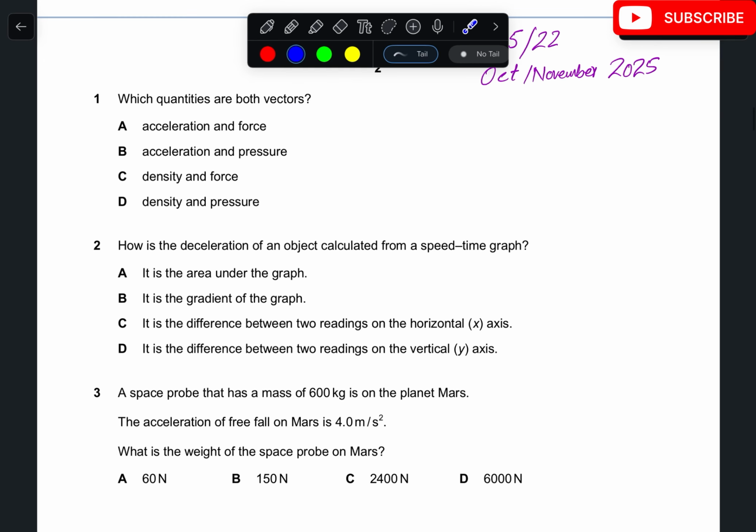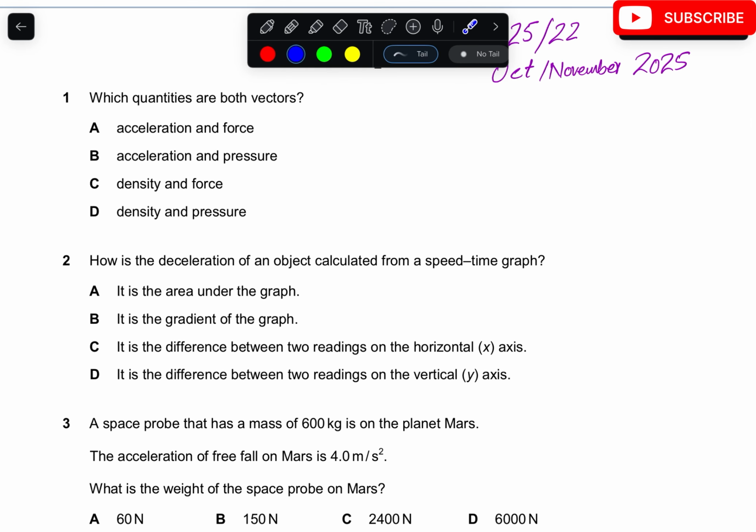So let's begin. First question is which quantities are both vectors? So it's option A because acceleration and force both are vectors, right? Here pressure is scalar, density is scalar, and okay.